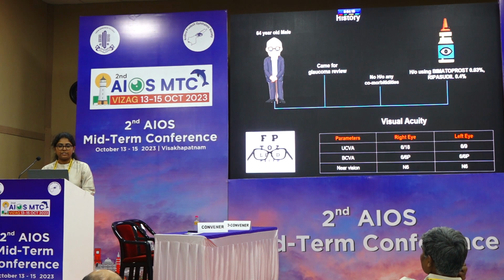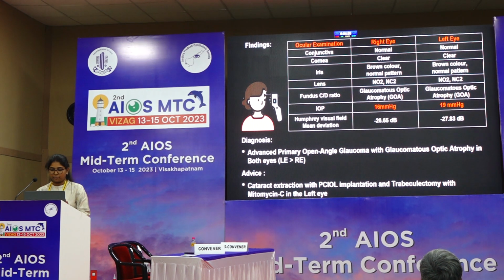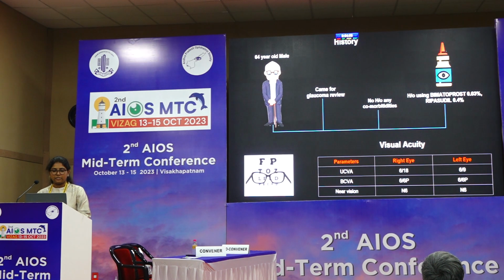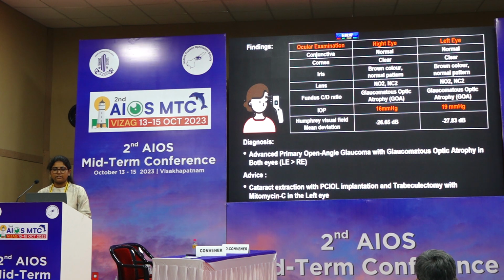Here we have a case, a 64-year-old male who came for glaucoma review, and he has no history of any comorbidities. He was on two anti-glaucoma medications, namely bimatoprost and ripasudil. His uncorrected visual acuity was 6/18 in right eye, 6/9 in left eye, and the best corrected visual acuity was 6/6 in both eyes, and the near vision was N6. Coming to the anterior segment examination, he has grade 2 cataract in both eyes, and the posterior segment shows glaucomatous optic atrophy in both eyes.